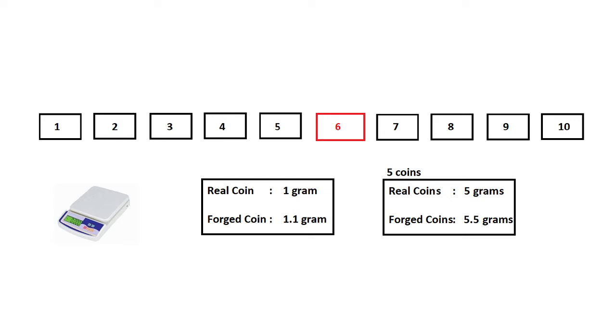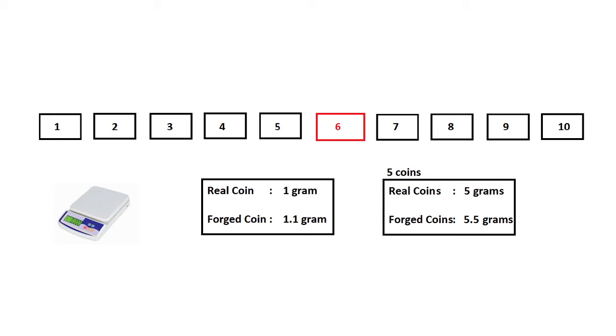So we have got 10 bags and let's say bag number 6 has forged coins. We have one digital weighing machine. If I weigh a real coin, it will give the reading as 1 gram, and if I weigh a forged coin, it will give the reading as 1.1 gram. Similarly, for 5 coins, the weight of real coins will be 5 grams and for forged coins the weight will be 5.5 grams. Now I can check the coins from each bag one by one and tell which bag has forged coins, but it will take 10 readings.